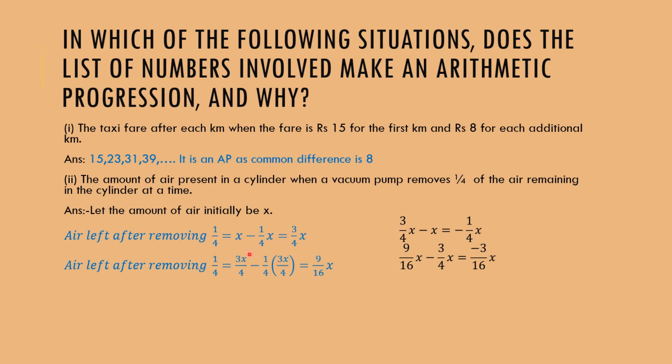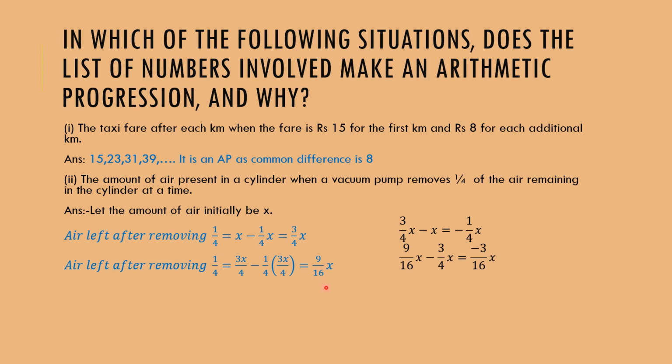So second time it will be the present air. Now what is the present air? 3x by 4 minus 1/4 of that present air. Let us check now what we get. So it will be 3x by 4 minus 3x by 16. If I simplify by cross multiplication, I'll be getting 9 by 16.